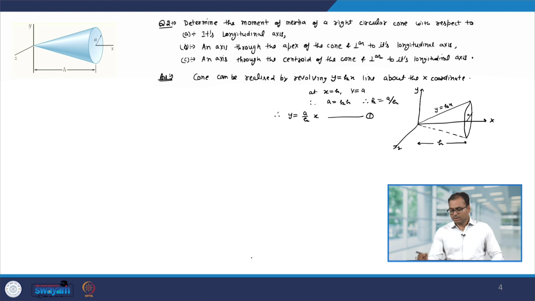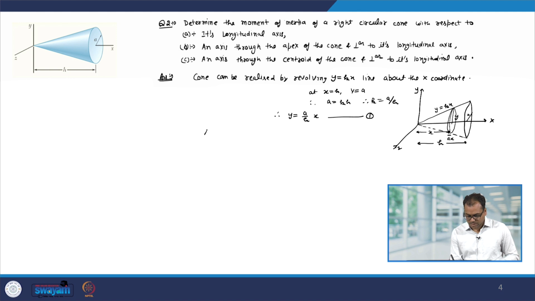Now, to find out the moment of inertia of this, we have to look for the symmetry, and clearly there is axial symmetry. So let us choose a disc, and let us say at some x its diameter is 2y or radius is y, and the thickness of the disc is dx.